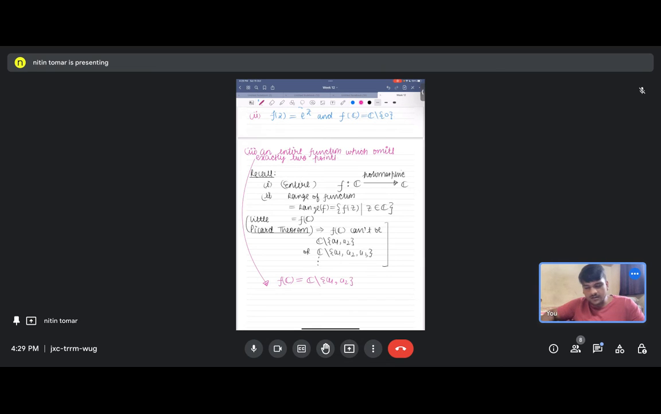So in this third part, what is it trying to say? You have to shoot 2 points, right? But can we shoot 2 points? Non-constant entire function.